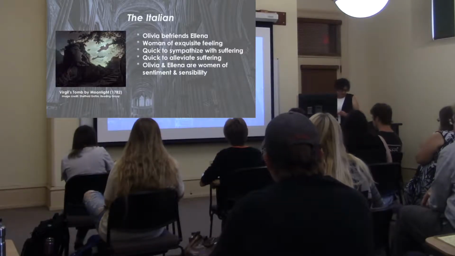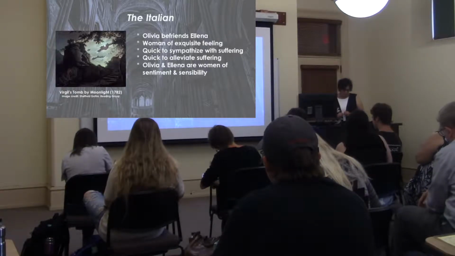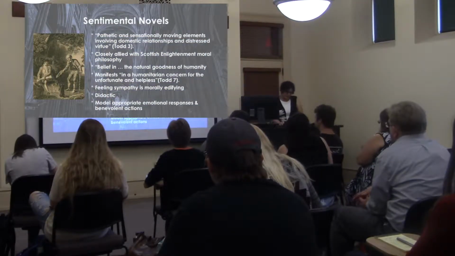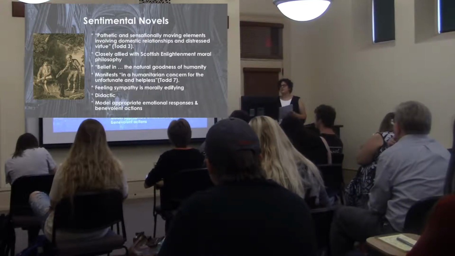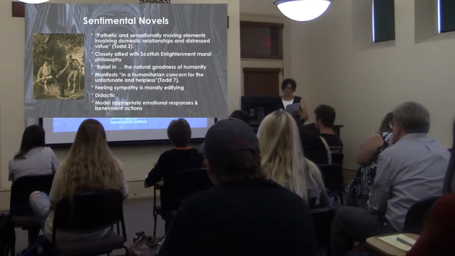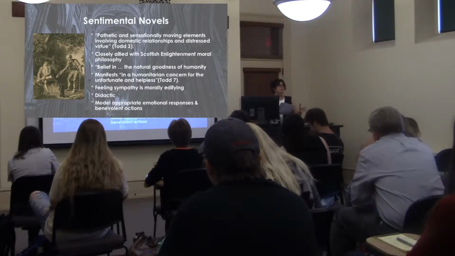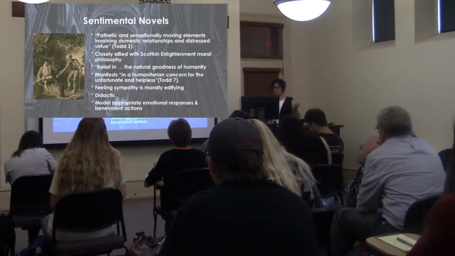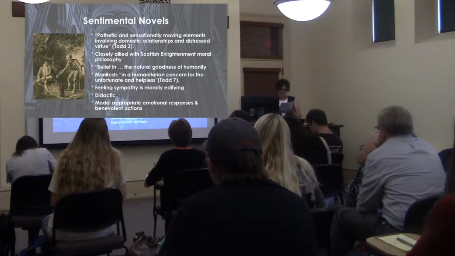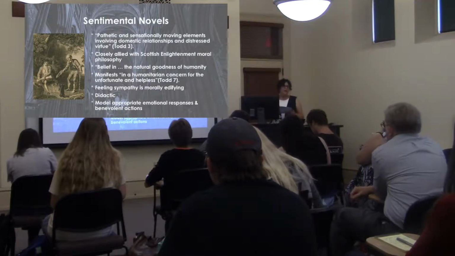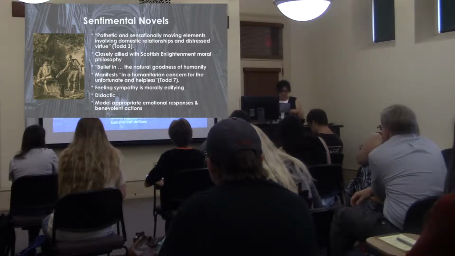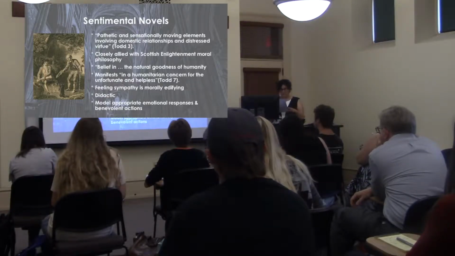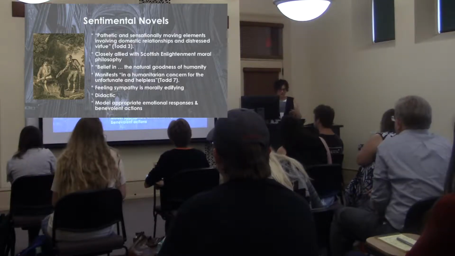So Watt dismisses sentimentalism, yet sentimental fiction was also allied with philosophical and scientific paradigm shifts in the period. So Janet Todd explains that sentimental literature uses pathetic and sensationally moving elements involving domestic relationships and distressed virtue. So sentimental literature is very closely allied with moral philosophy, which was advanced by philosophers of the Scottish Common Sense School, people like Earl Shaftesbury, Adam Smith, and Francis Hutcheson. And it's predicated, quote, on the belief in the natural goodness of humanity that manifests a humanitarian concern for the unfortunate and the helpless. So it's a theory about human nature.